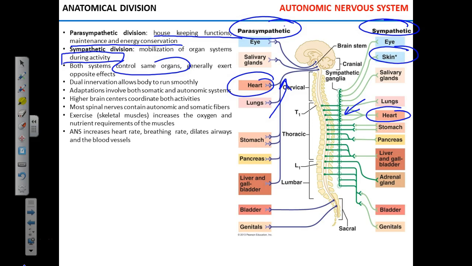Now, this control usually exerts opposite effects. Think about this. When you are excited, what happens to your heart rate? It goes up. When you're relaxed, it goes down. The sympathetic system increases heart rate, the parasympathetic decreases heart rate. We good? And that will be the case in general.